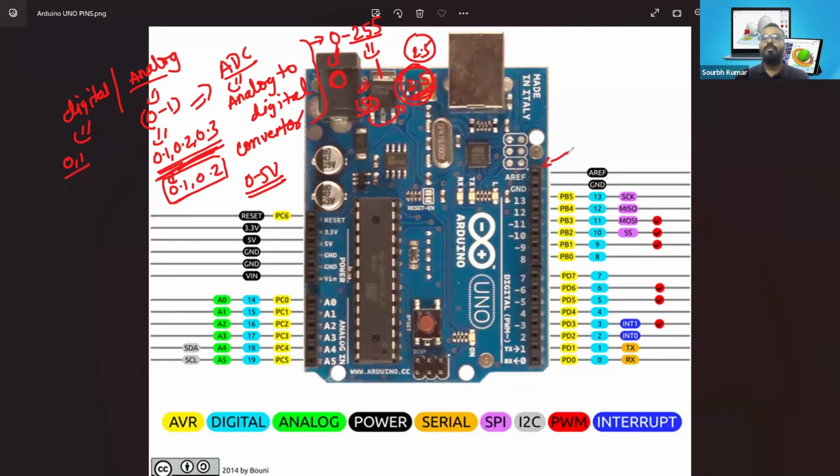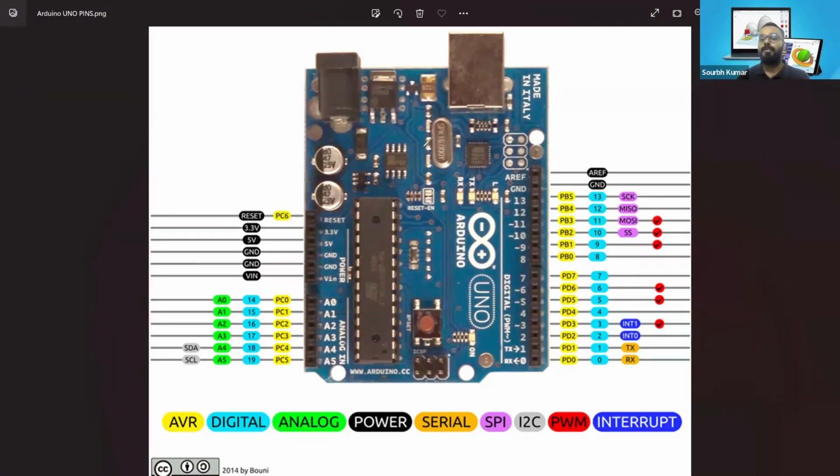So AREF addresses that issue. If we provide a certain voltage like 5 volt, which is coming from the sensor side, that will act as a reference voltage or reference signal coming from the sensor itself, through which the conversion takes place.